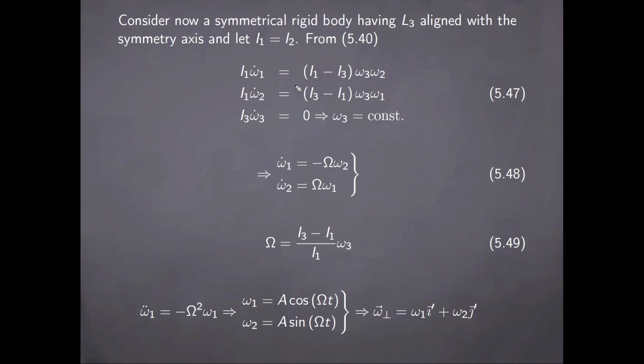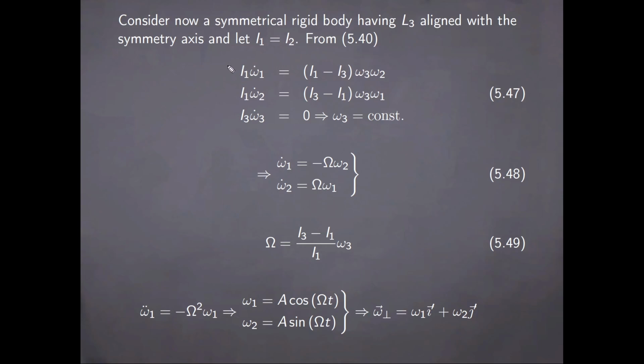Now we will look more rigorously at the motion of a torque-free rigid body, and we will begin by considering a symmetrical rigid body having the third component of its angular momentum aligned with the symmetry axis, and we will let the moments of inertia along the perpendicular axes to the symmetry axis be equal due to the symmetry of the body.